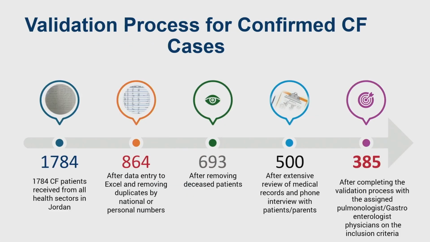So initially, they had 1,784 patients. And then once they put those patients' names in Excel sheets and looked for duplicates, the number went down to 693. Once they removed the deceased patients, they went down to 500. Once they went over the records and talked to the patients over the phone, the number went down to 385. And those 385, we had a group of pulmonologists and gastroenterologists go over to make sure they fitted the diagnosis of cystic fibrosis.